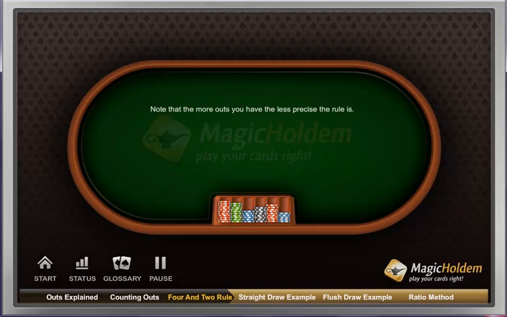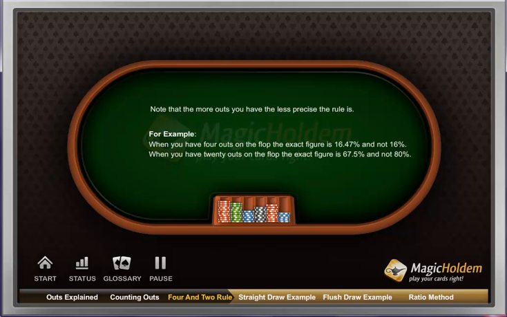Note that the more outs you have, the less precise the rule is. For example, when you have 4 outs on the flop, the exact figure is 16.47% and not 16%. When you have 20 outs on the flop, the exact figure is 67.5% and not 80%.